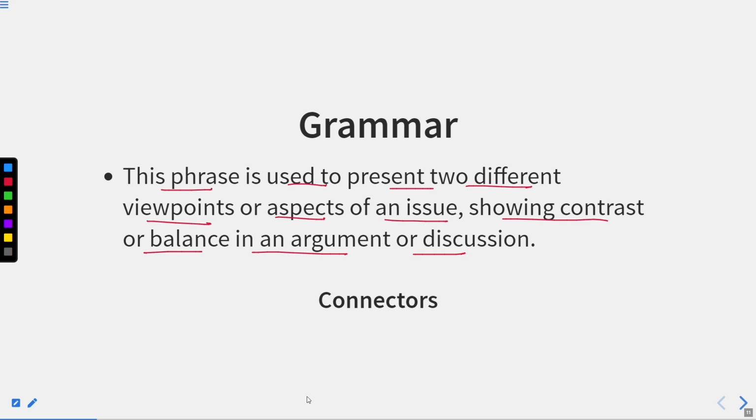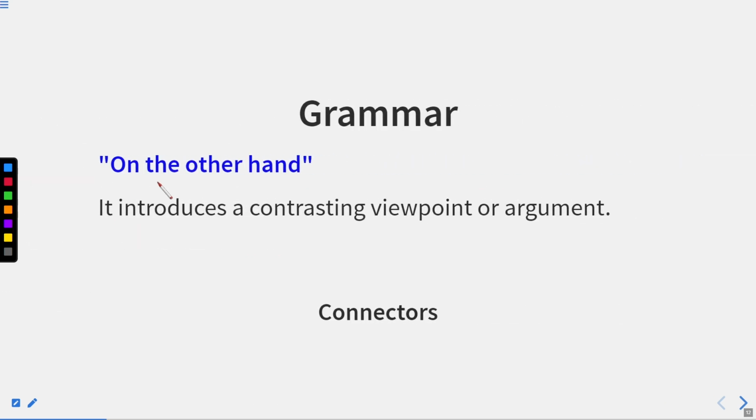Moreover, what happens if I state a positive viewpoint for a mobile? On the other hand, I present a negative aspect for the particular thing. Now, what happens? They will balance the equation. They will balance the advantage with the disadvantage. On the other hand, it introduces a contrasting viewpoint.